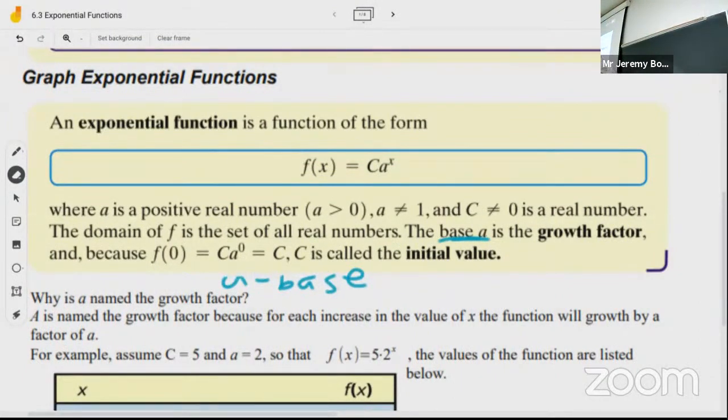Because f of 0 is going to be c times a raised to the 0, and a raised to the 0 is going to be what? 1 all the time. So f of 0 is always going to be c. Whatever that coefficient on the front is, we call c the initial value. It's the value we're going to start at. Now there are values on the negative side.